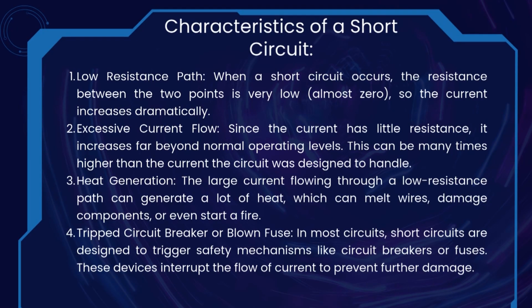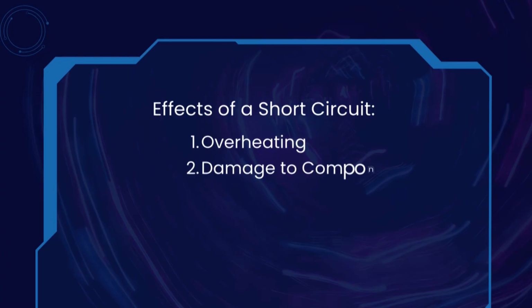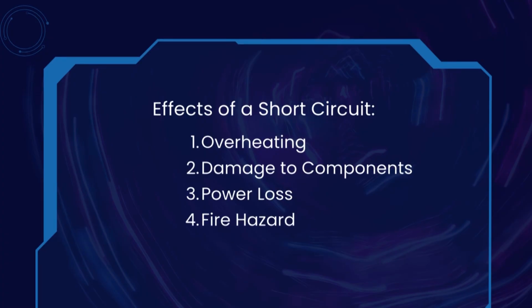There may be generation of heat. The large current flowing through a low resistance path can generate a lot of heat which can melt wires, damage components, or even start a fire. There may be a tripped circuit breaker or blown fuse. In most circuits, short circuits are designed to trigger safety mechanisms like circuit breakers or fuses. These are the devices that interrupt the flow of current to prevent further damage. Overheating, damage of components, power losses, and fire hazard may be some effects of short circuits.